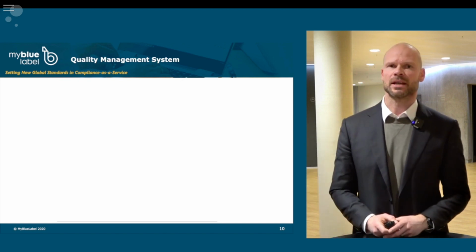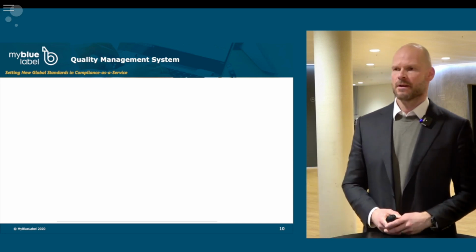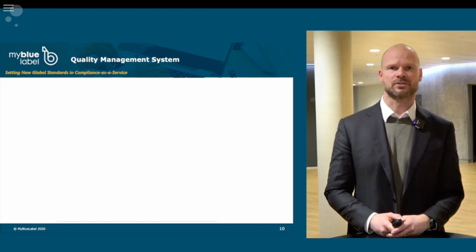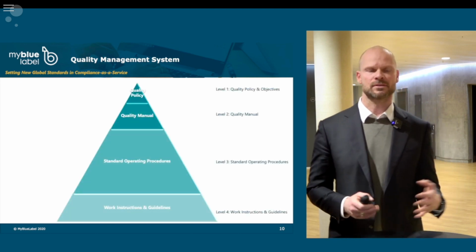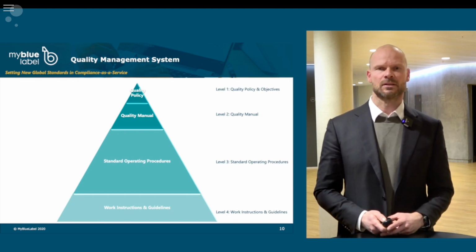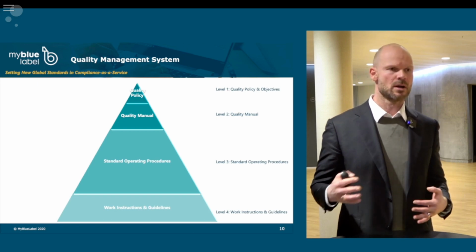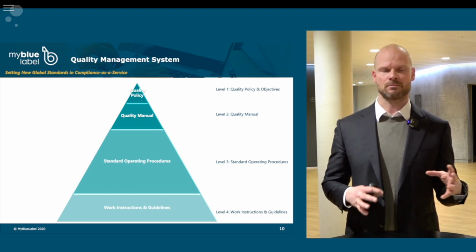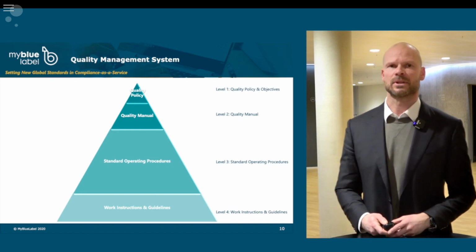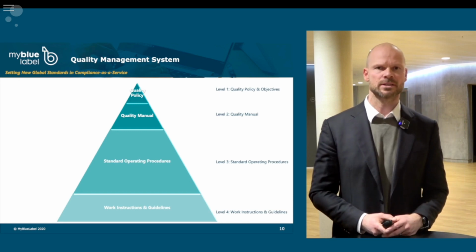But the topic for today is quality management systems, and if you go into a larger corporation, then you often will see your quality management system illustrated in a triangle or pyramid like this in 4 levels. The top level is for quality policies and objectives. The second level is a quality manual. The third level is your standard operating procedures, and this is where most people in the company will work on a daily basis. And the last level is with guidelines and instructions. The fourth level is nothing that you're going to get audited in.